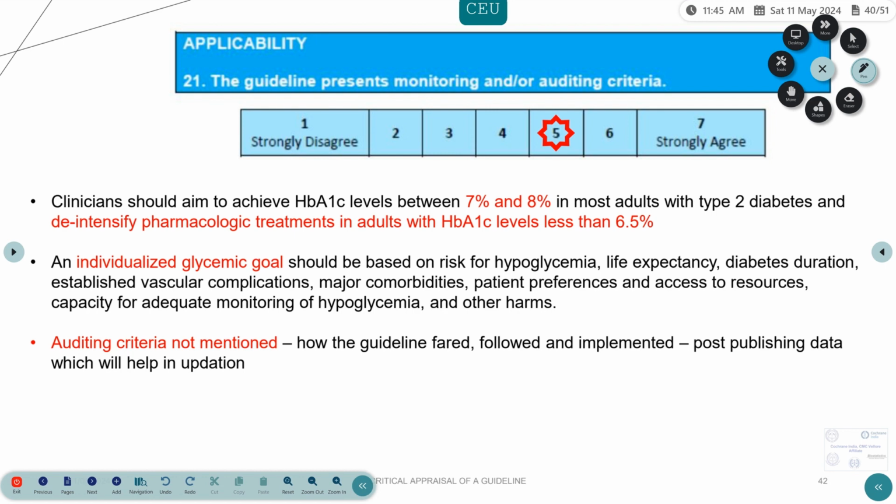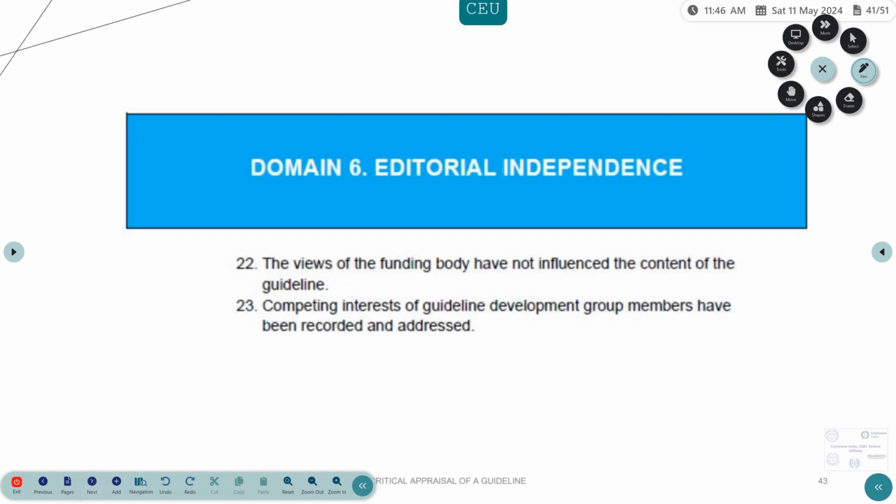So auditing criteria is what, after dissemination of the guideline, you follow up on: is it working well or not? Were there any problems? Is it appropriately done? Are there any adverse outcomes? So that there can be an update in the future, which is not given in the guideline itself. So an auditing criteria was not given. Auditing was not mentioned at all in the guideline. So I've downgraded it to 5.